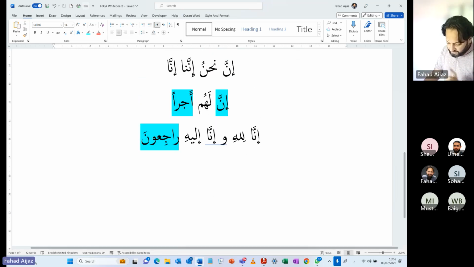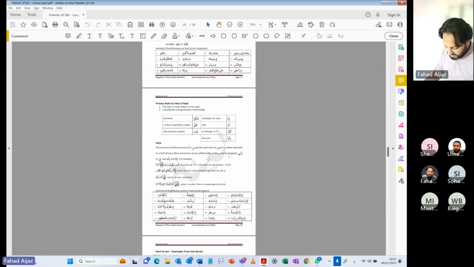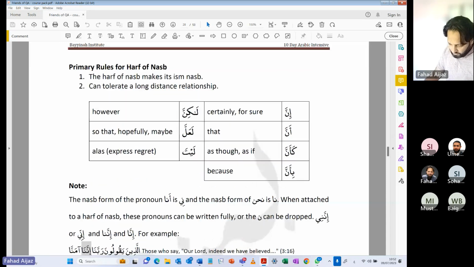Okay. Let me take you to your notes. In your notes on page number 28, you have all of this mentioned here. So let's quickly read through that so you know what's in here. So harf of nasab makes its ism nasab, can tolerate long distance relationship. I didn't really want to give you too much to overload. But these are the meanings. We'll inshallah do them later on. Inna generally means certainly or for sure. Anna is that as in the connector that, not the pointer that.